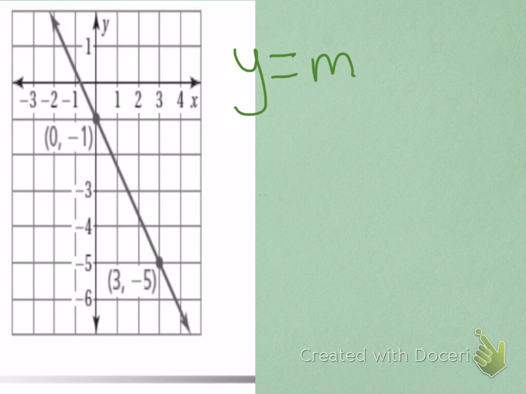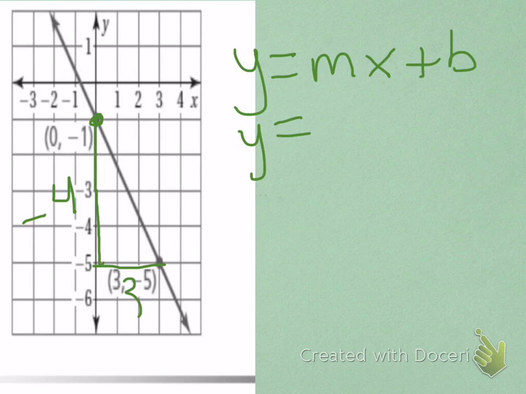So slope-intercept form, y equals mx plus b. I want to find the slope. So I go from point to point. Always start with the point furthest to the left. So I'm going to go down 1, 2, 3, 4. So down 4 is negative 4. Then 1, 2, 3, to the right 3. So my slope is negative 4/3.